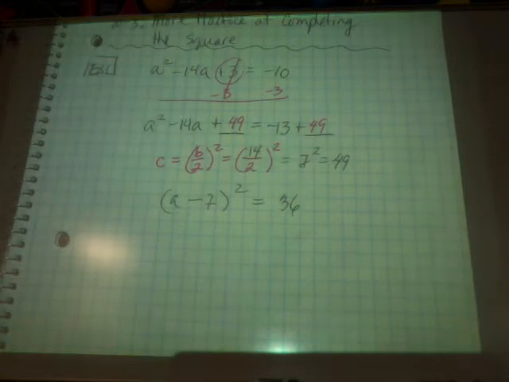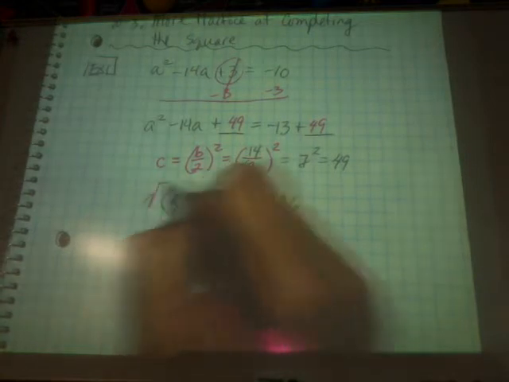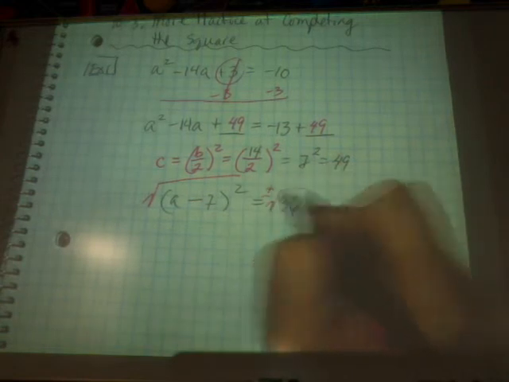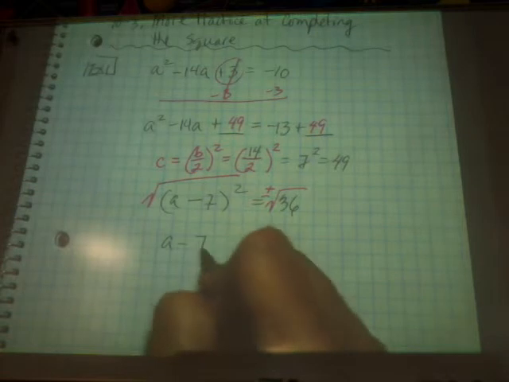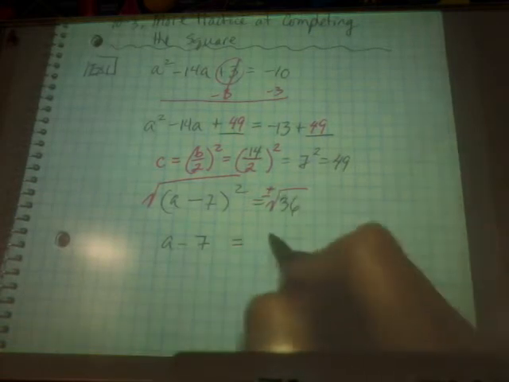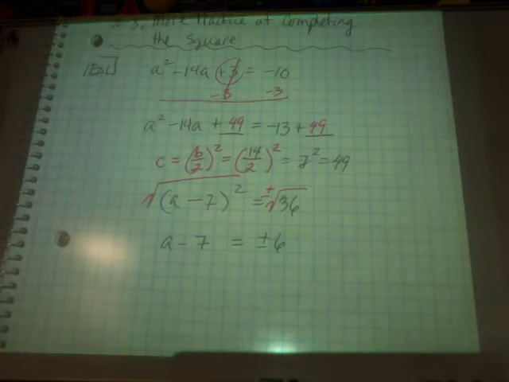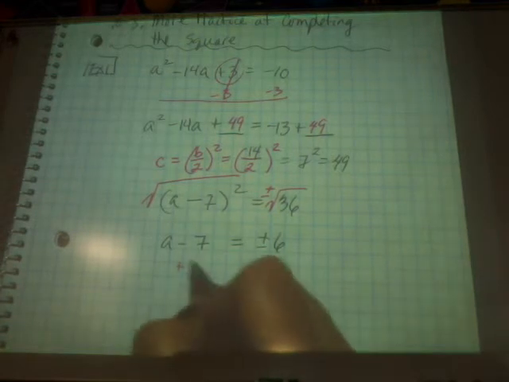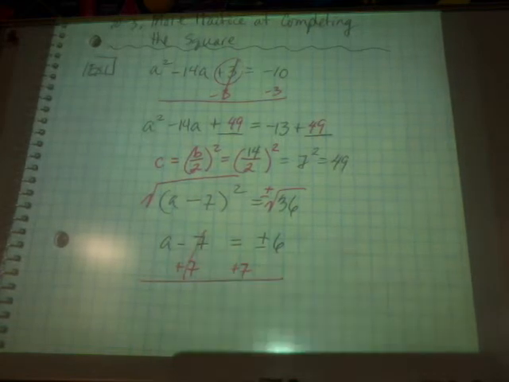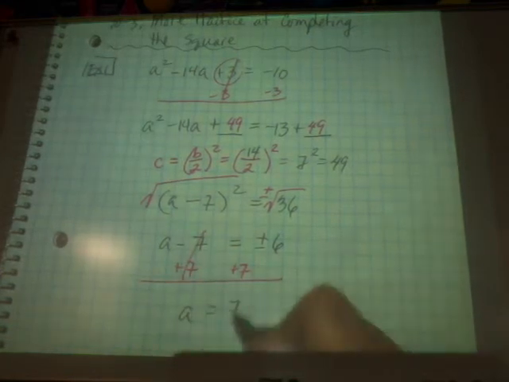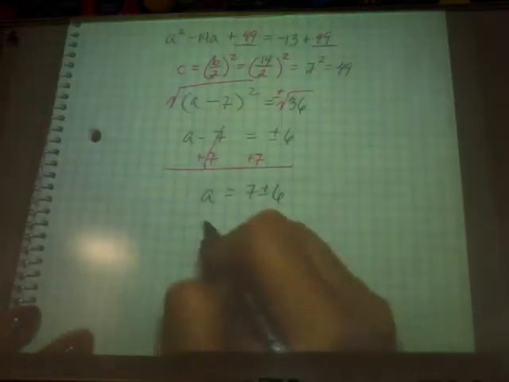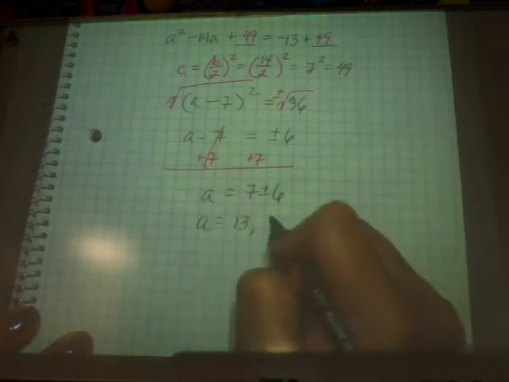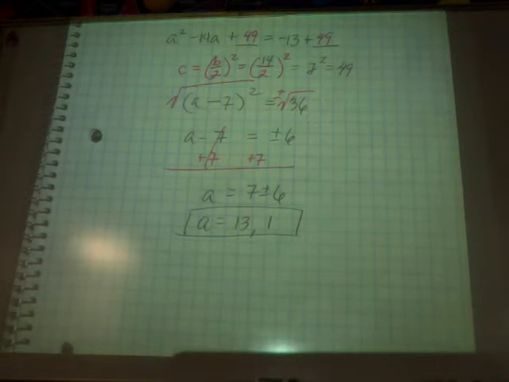Now what do you do? Take the square root of both sides. When you take the square root of the right side, you have to do plus or minus the square root of that 36. And then on the left, what do you get? A minus 7 equals, and on the right, plus or minus 6. We're almost there. Now what do you do? Add 7, and I get a is equal to 7 plus or minus 6. Then we can actually figure out what that is. What's 7 plus 6? 13, and 7 minus 6? 1. So this parabola crosses the x-axis at 13 and 1.